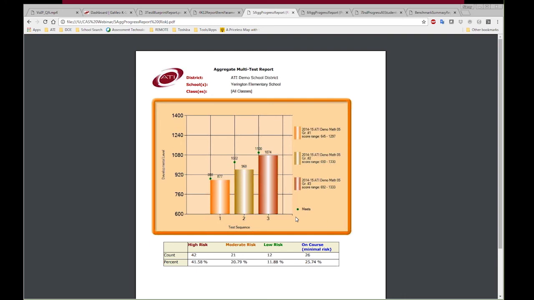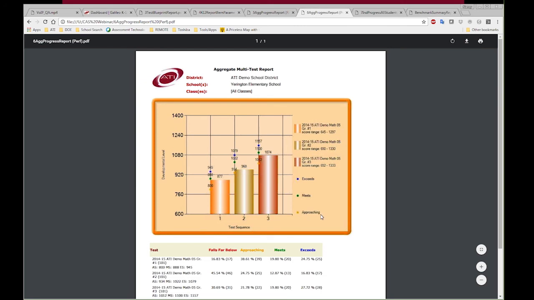So we can run this in one of two ways. One showing the risk levels. So you can see at all the fifth grade classes at Yerington Elementary, we have the average scores for your students and how many were at high risk, moderate risk, low risk, and on course.